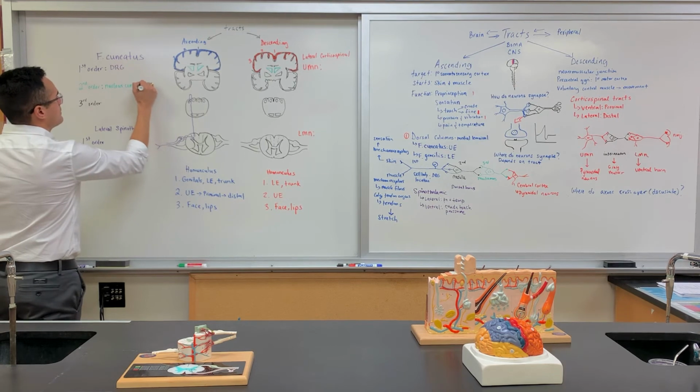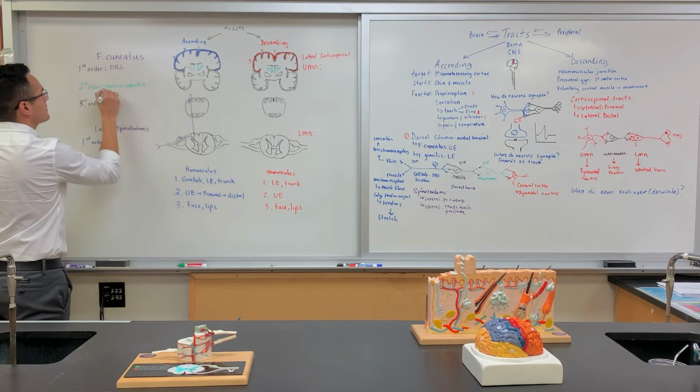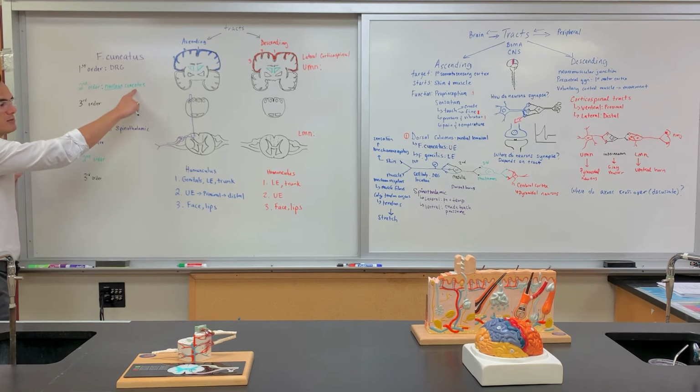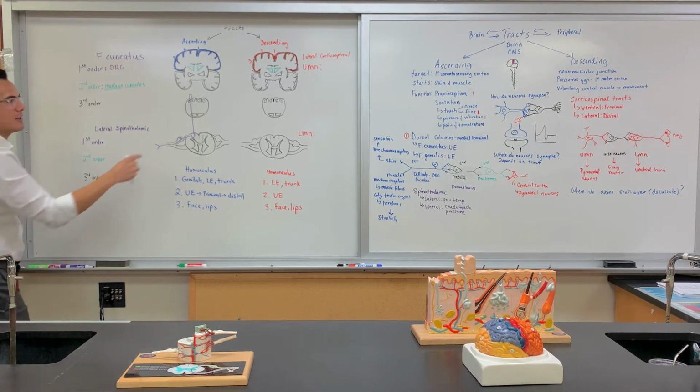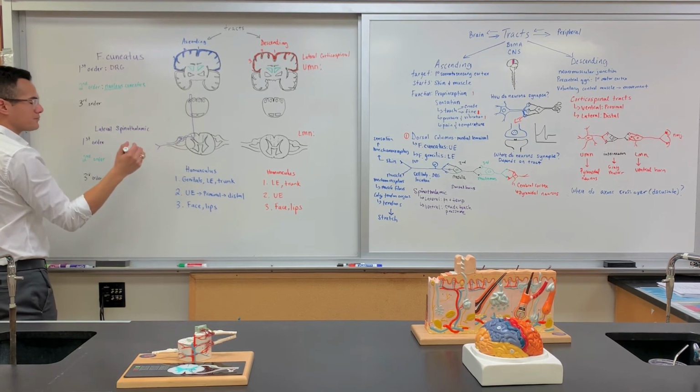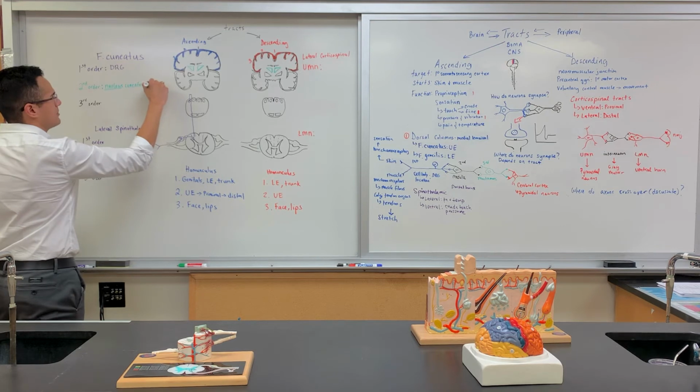cuneatus. So if you remember the fundamentals, does anyone remember the definition of nuclei? So clusters of cell bodies within the central nervous system. So that's why we call it the nuclei, and then cuneatus is representing the lower extremity, right? Because that's where it's going. So it'll synapse there with our second order neuron. And so once again, this is within the medulla.